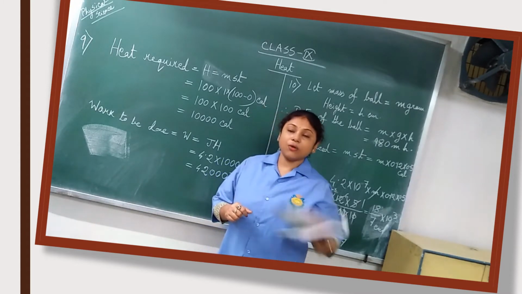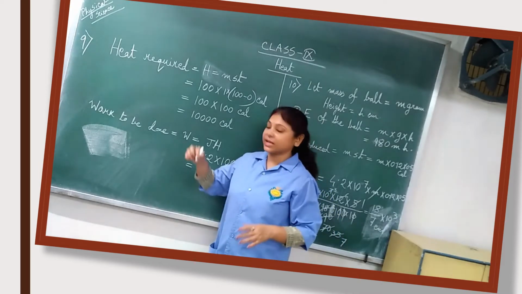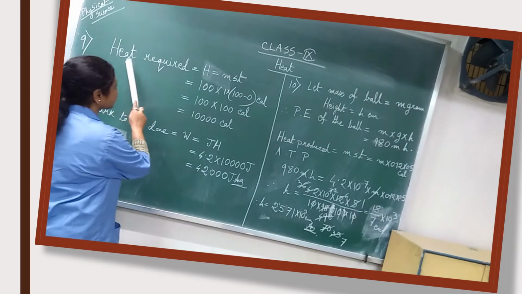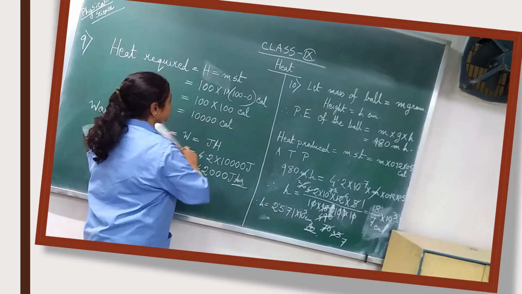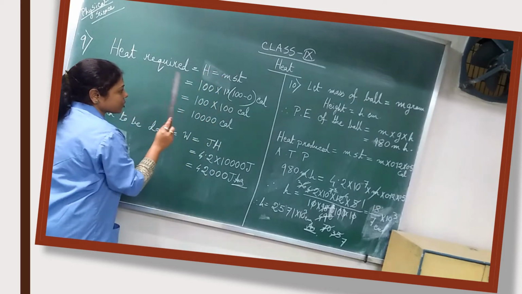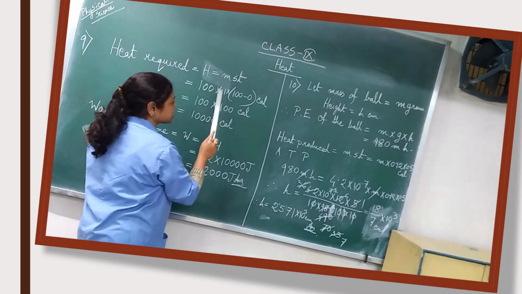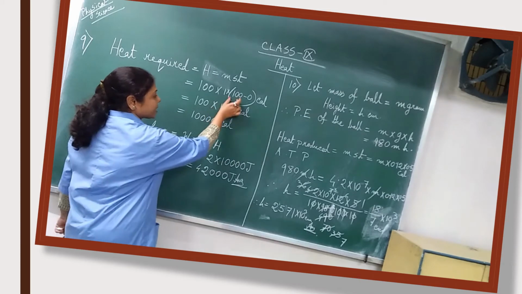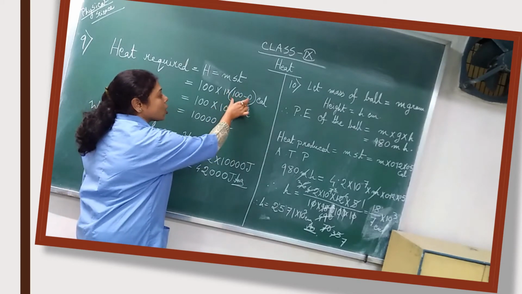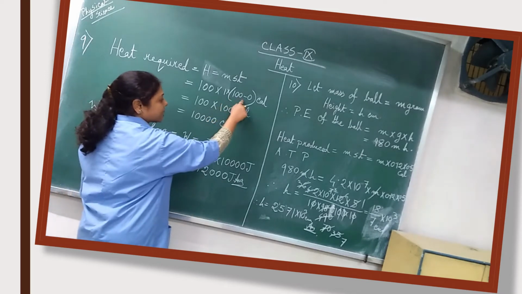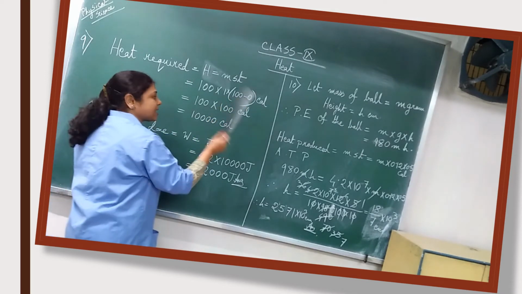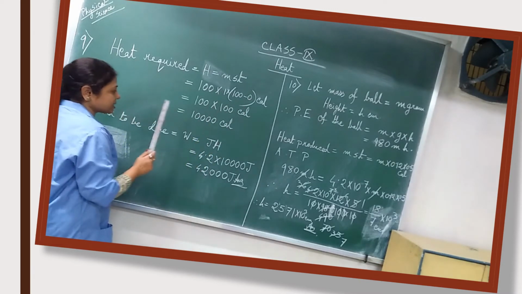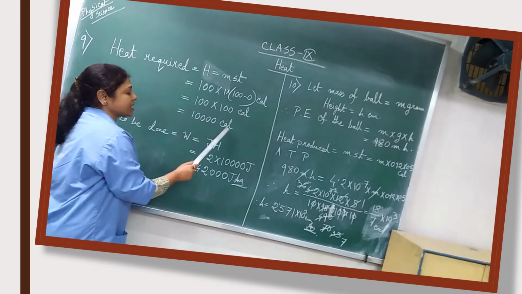Now one thing you have to be clear, that heat required. First we can find out from here heat required. So heat required is H is equal to M into S into T. That is equal to M is 100, S is 1 because this is water, and T is final temperature 100 and initial temperature 0. So resulting temperature is 100 minus 0, and heat unit is calorie. So 100 into 1 into 100 minus 0, that is coming 10,000 calorie.